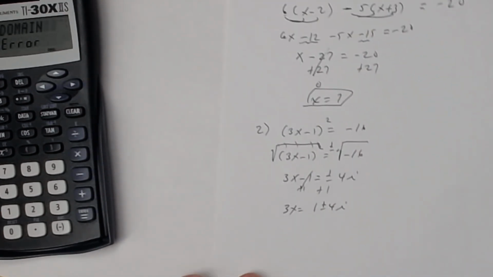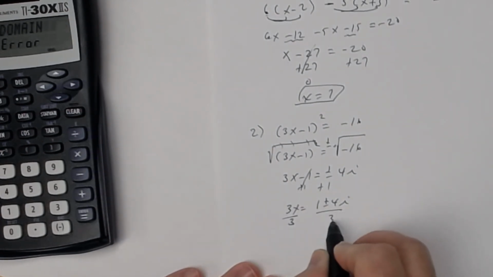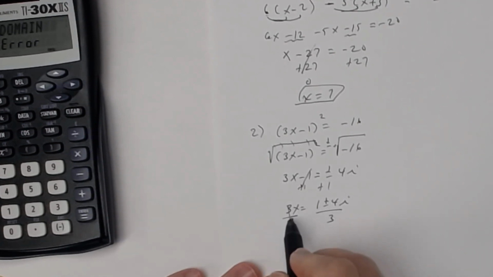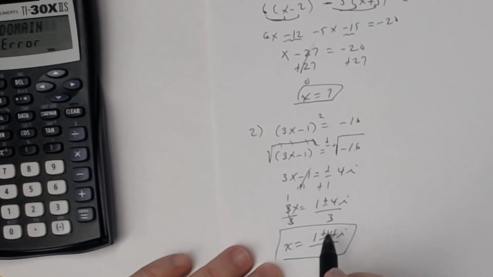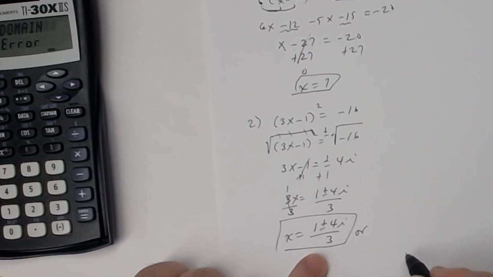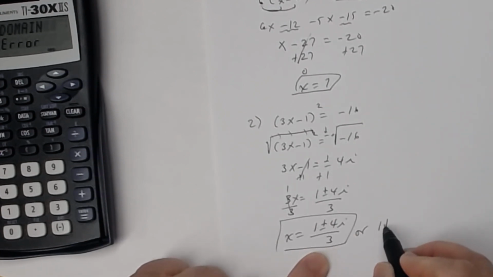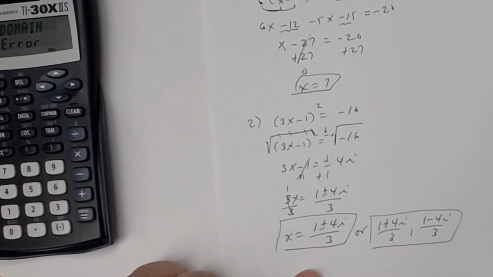And then finally, to get x by itself, right now I'm multiplying x by 3. The opposite is to divide by 3. When I do that, 3 divided by 3 is 1, and 1 times x is x. So you get x equal 1 plus or minus 4i, divided by 3. There's your solution. Notice there are 2 of them because I can write this as 2 separate solutions: 1 plus 4i divided by 3, and the other solution would be 1 minus 4i divided by 3. Either one of those would have been fine. So that was number 2. Don't forget about imaginary numbers. You learned about that.